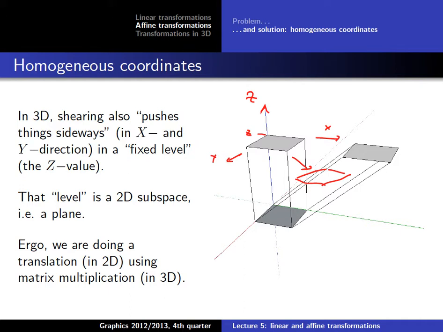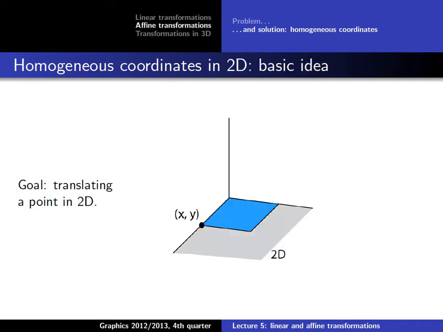So what you do here is basically you do a translation of a 2D object in a 2D space by applying a 3D matrix multiplication. And that is the basic idea of these so-called homogeneous coordinates, which is an extension of the matrix concept, which then leads to these affine transformations.